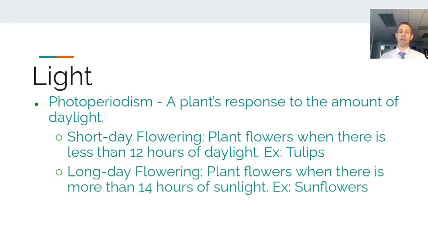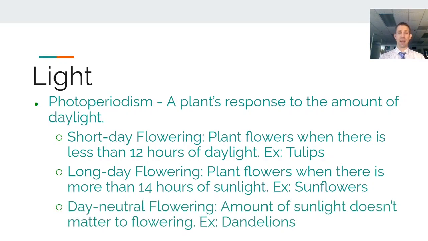Long day flowering plants would be ones that flower when the amount of sunlight is greater than, say, 14 hours, like sunflowers. These flower in the middle of the summer or towards the later parts of summer, where the amount of sunlight, especially here in Michigan, is well over 14 hours a day. Day neutral plants are ones where the amount of sunlight doesn't really affect whether they flower or not, like dandelions. You can find dandelions sprouting in people's lawns all summer long, all growing season long. They simply don't care how much light there is.